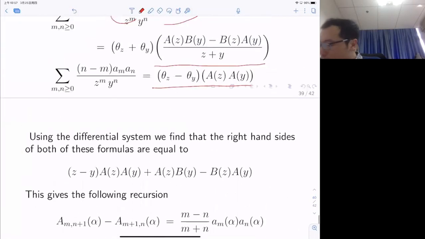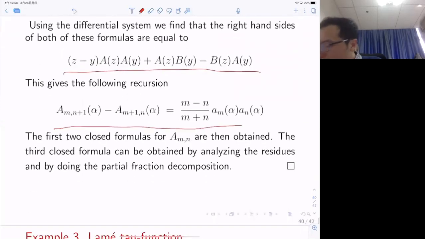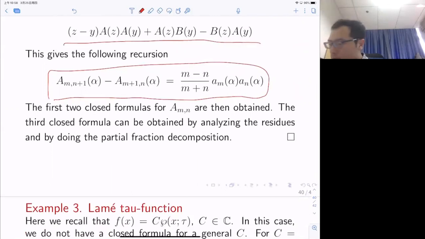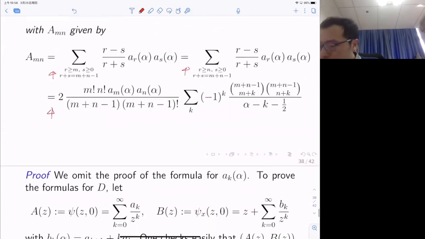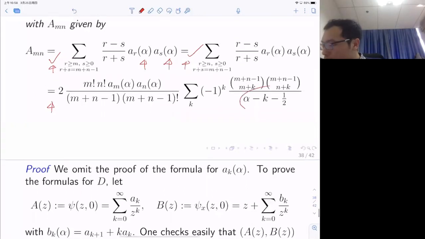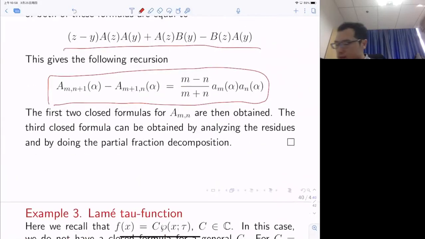We can show that the right-hand side and left-hand side are equal. They both equal this. So this proves the recursion for A_{m,n}. Then, solving the recursion, we get the closed formula for this and this. For the last formula, we simply consider it as a rational function of alpha, analyze all of the poles and compute the residues. Here it is a finite sum. By this partial fraction decomposition, you get the last formula.